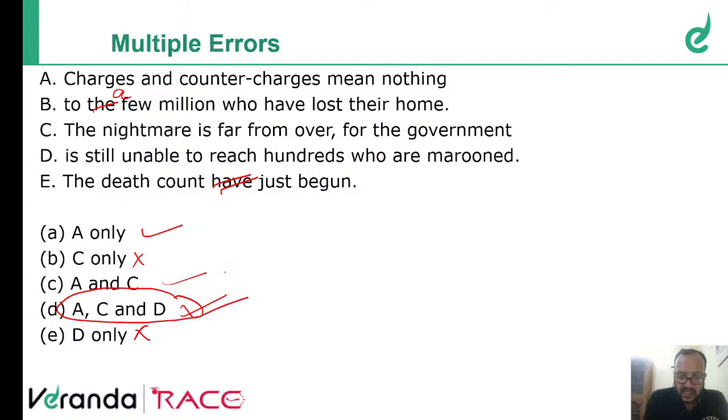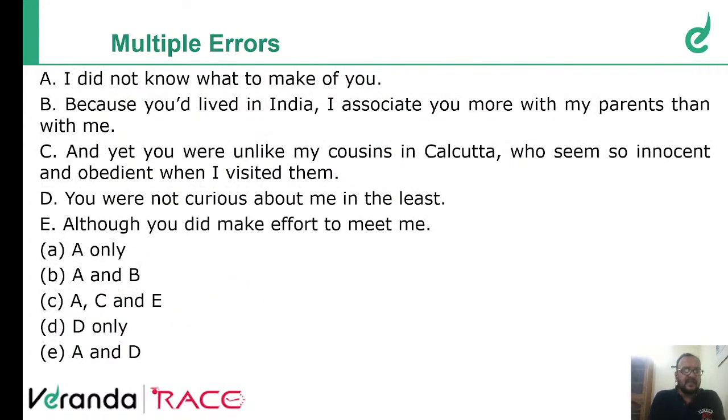Clear? The last question of this segment will be, I did not know what to make of you. To make of someone means to understand someone. To understand someone's intentions. So A is correct. So option D is eliminated, because A is correct.